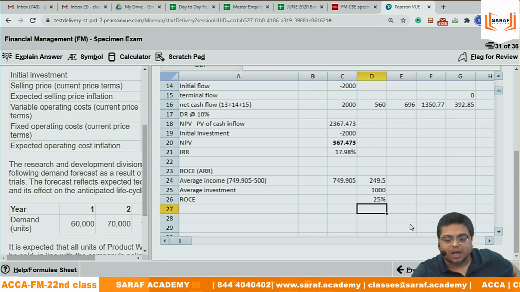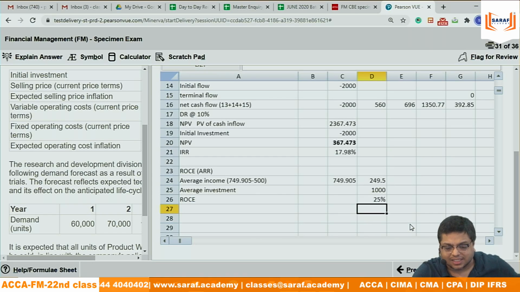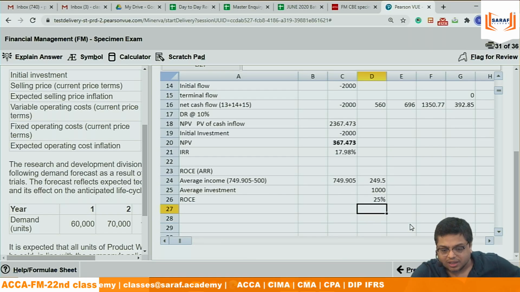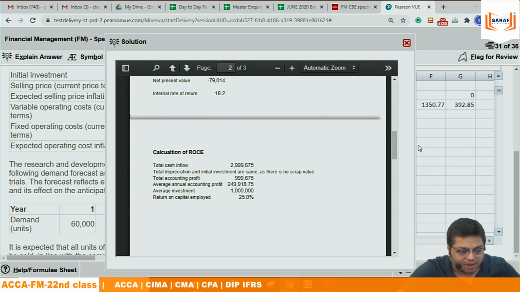Because in calculating accounting income, we need to deduct depreciation. But in calculating cash flow, if the taxation is not there, we don't have to deduct, and add back. So that mistake we were doing. So ROC marks we will not be getting. ROC marks I will not be getting.